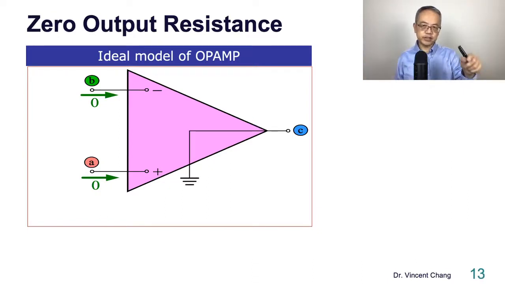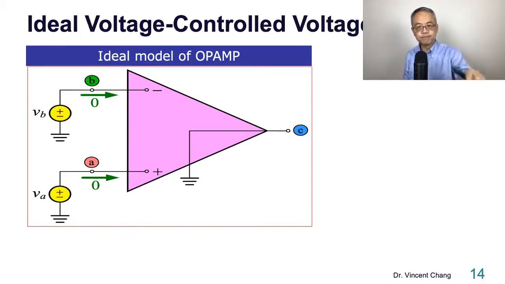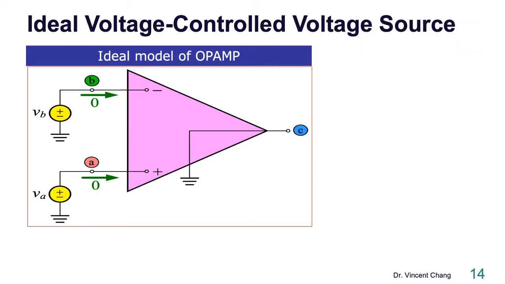And the second characteristic, zero output resistance, which means the output voltage will be fully depending on the one I'm going to show you next. A voltage dependent voltage source, an ideal voltage source. Here it comes. An ideal voltage control voltage source. This is the ideal voltage control voltage source.